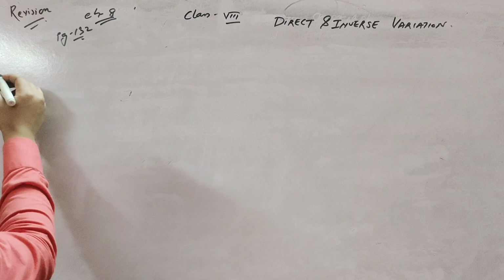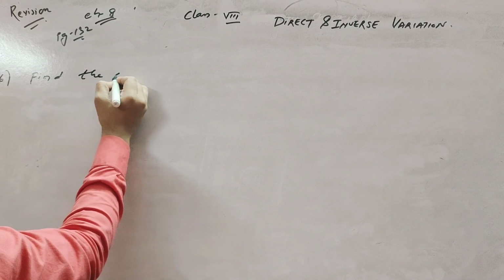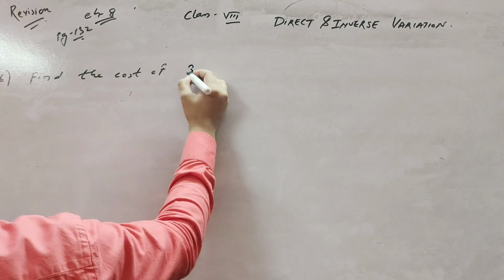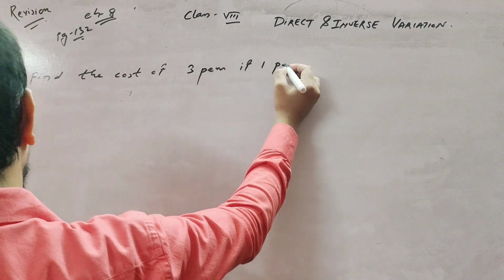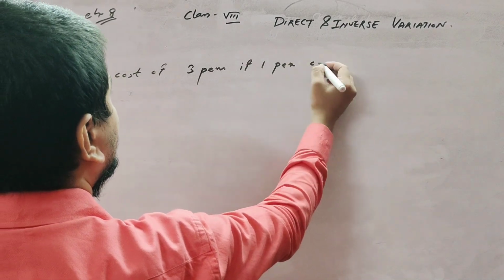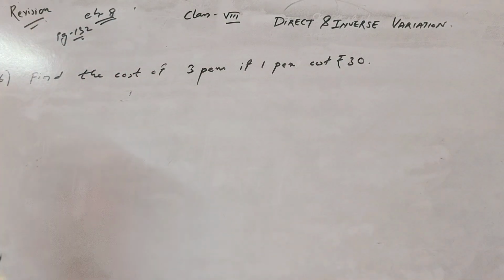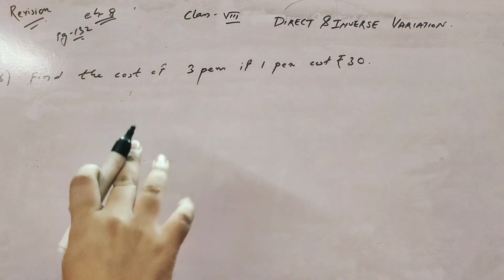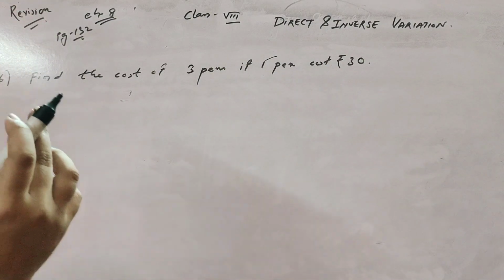Now question number 6. Find the cost of 3 pens if 1 pen costs rupees 30. This is what? This is a direct variation because 1 pen costs 30, so 3 pens cost more. When pens are increasing, the price is also what? Increasing. So this is a direct variation.